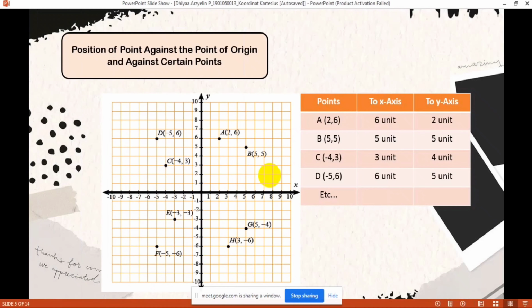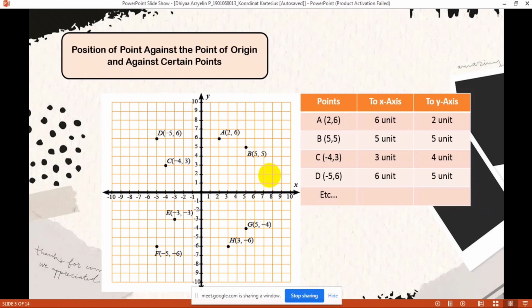Next, position of point against the point of origin and against certain points. Like this picture, points A is 2, 6. So points A to x-axis is 6 unit, to y-axis 2 unit. Points B is 5, 5. Points B to x-axis is 6 unit, to y-axis is 5 unit.